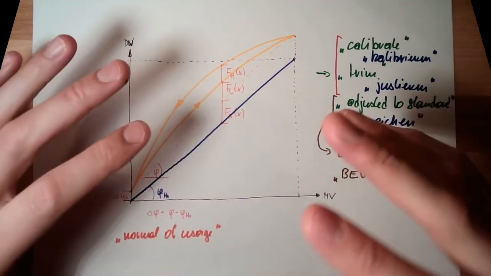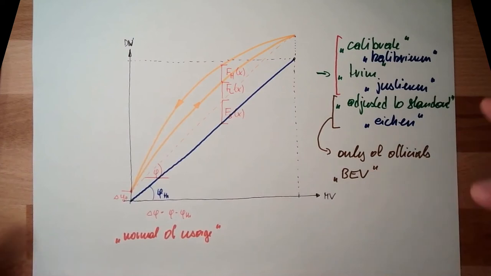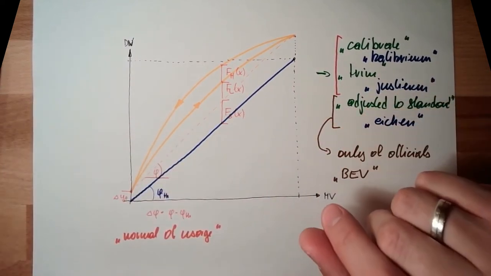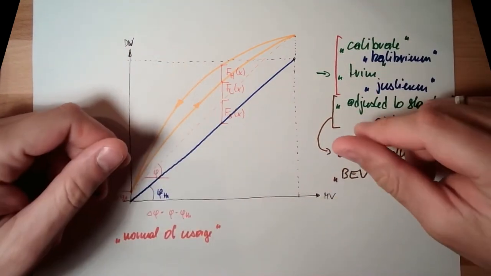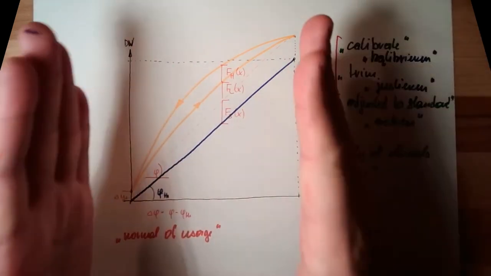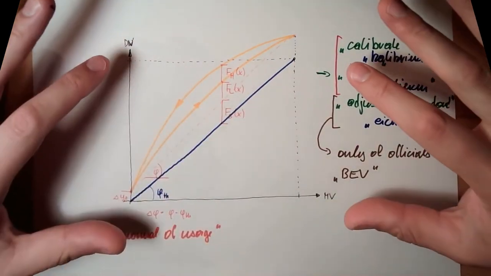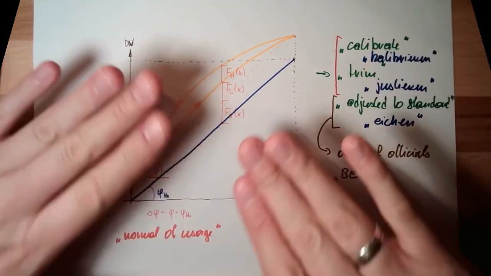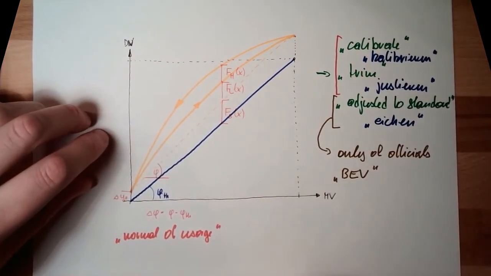Maybe in your workplace you have a micrometer screw, for instance, and then you have some block. You check the micrometer screw against exactly this block, and you know this block is that long. Check what the micrometer screw is showing you. If it fits, it fits. That is a normal of usage.